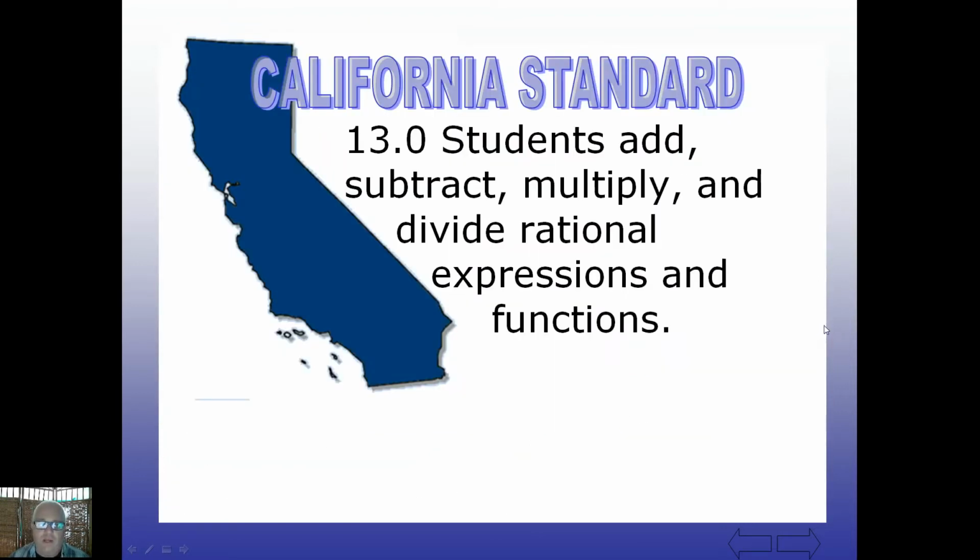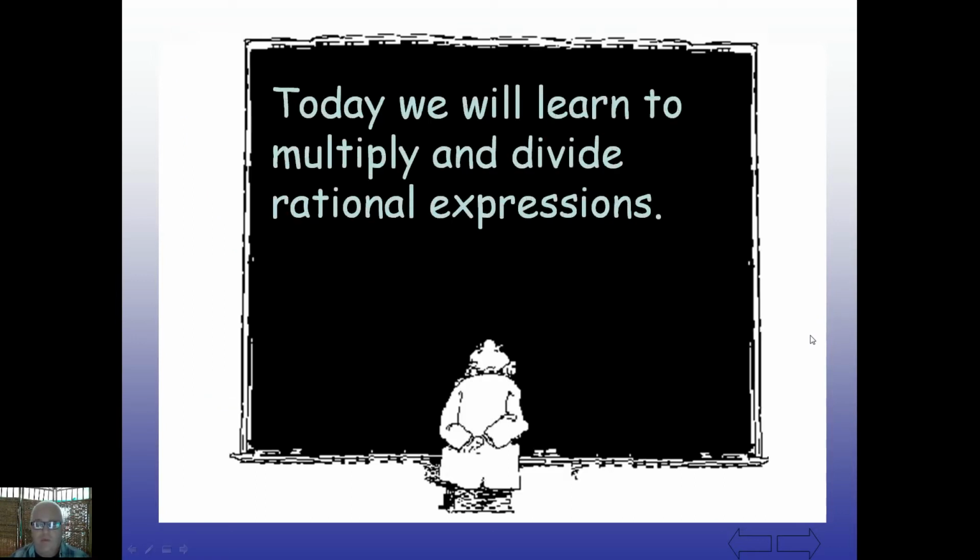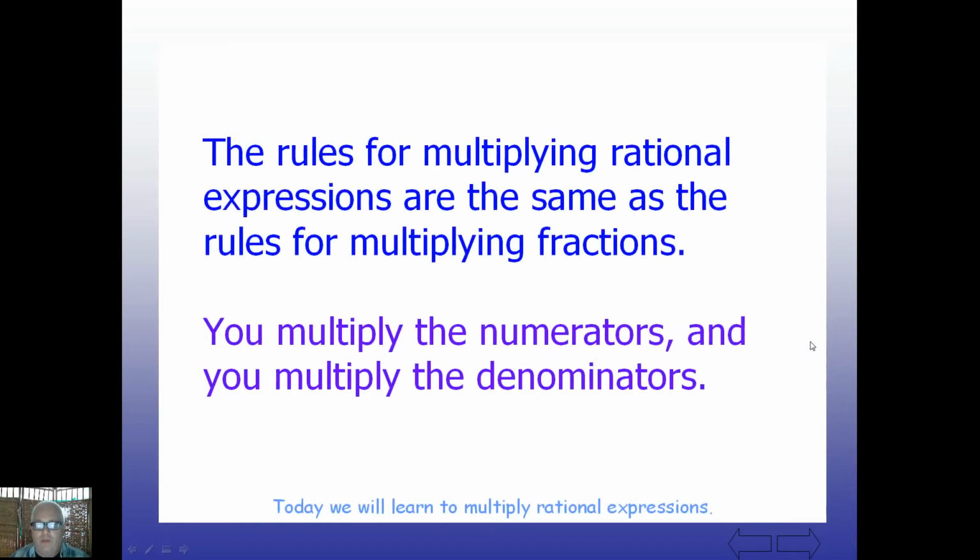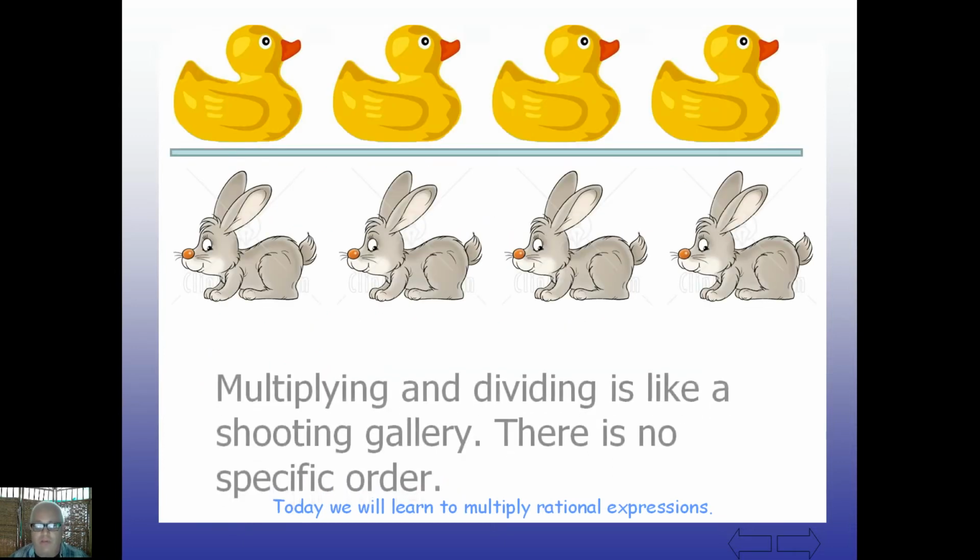All right, standard 13.0: students add, subtract, multiply, and divide rational expressions and functions. Today we will learn to multiply and divide rational expressions as stated earlier. So the rules for multiplying rational expressions are the same as the rules for multiplying fractions. Remember, with multiplying fractions, pretty simple stuff. Multiply the numerator, multiply the denominator. Reduce somewhere, either before or after. You multiply the numerators and you multiply the denominators straight across.